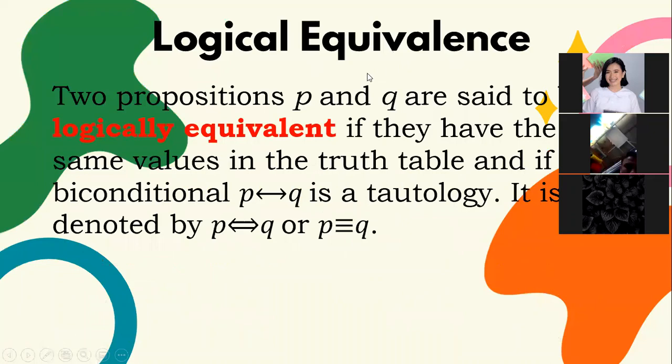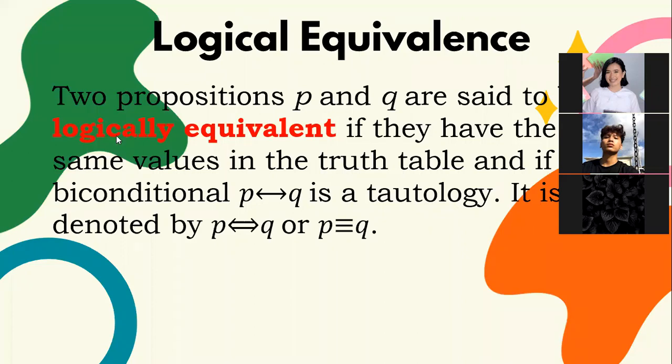So what do you mean by logical equivalence? From the word equivalent, diba? Okay, so for logical equivalence, two propositions P and Q are said to be logically equivalent if they have the same values in the truth table and if the biconditional is a tautology. Okay, so very clear po yan ha. The biconditional must be a tautology, not a fallacy or a contradiction.